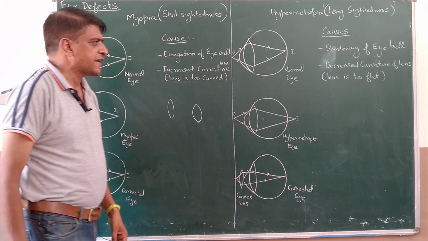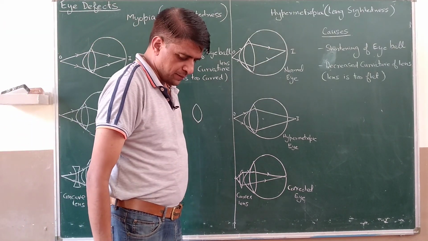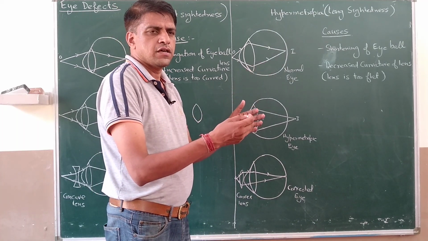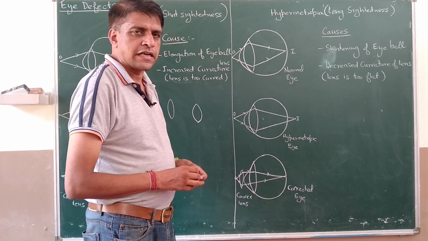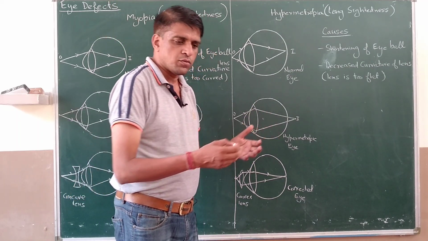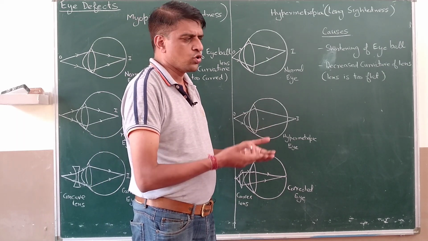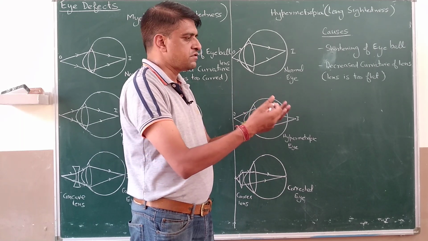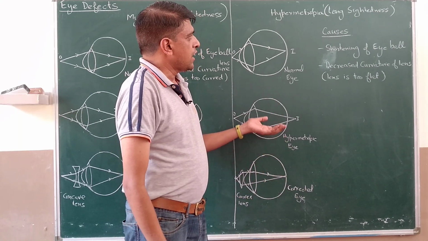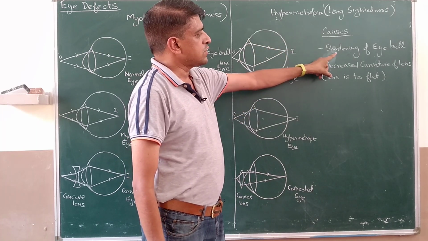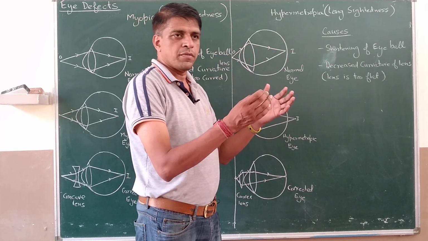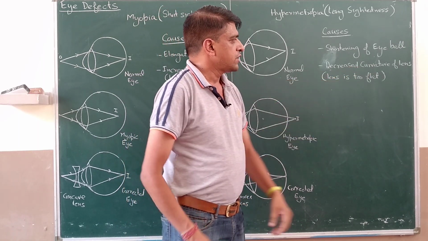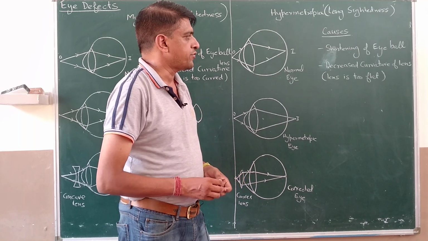Now come to your second eye defect, that is hypermetropia. In case of hypermetropia, the person is able to see far away objects clearly, but for nearby objects, suppose notebooks, books or newspaper, it is very difficult to read the newspaper or what is written in the books. And what are the main causes? The main cause is shortening of the eyeball. The eyeball becomes shorter than natural, and secondly, it is also due to decreased curvature of the lens.